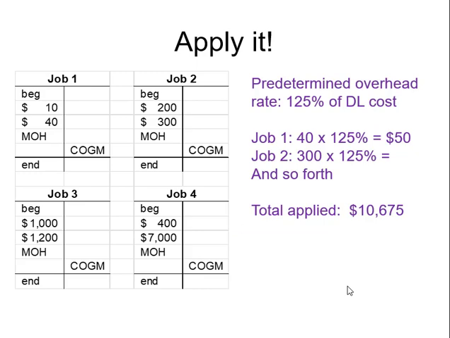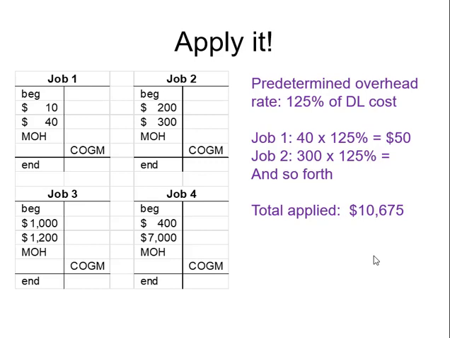To apply overhead to these 5 jobs, you would go and see for job 1 what the direct labor cost is and take 125% of that. Then see the direct labor cost in job 2, and overhead will be 125% of that, and so forth. So the 1,200 times 125% and the 7,000 times 125%. Those four numbers added up equal this total applied of 10,675.